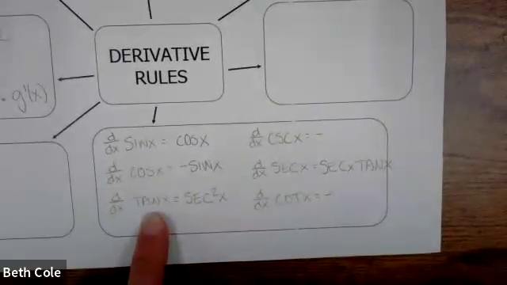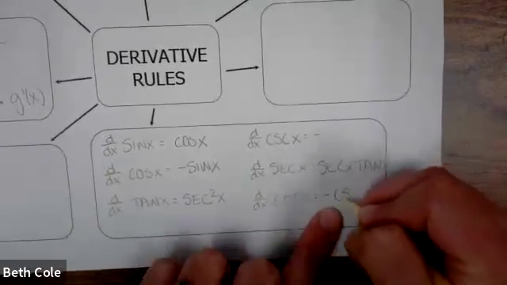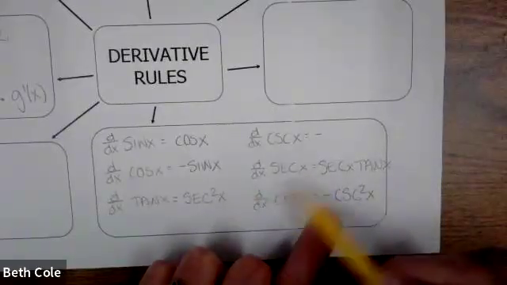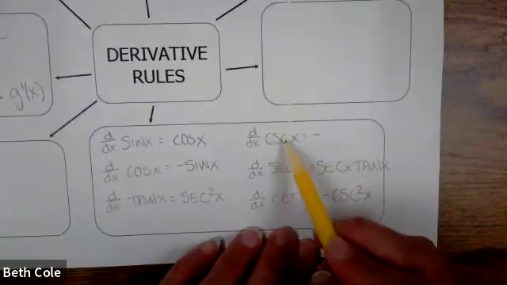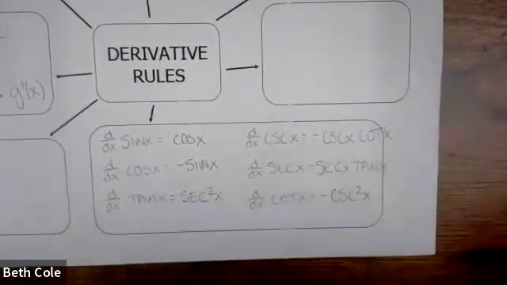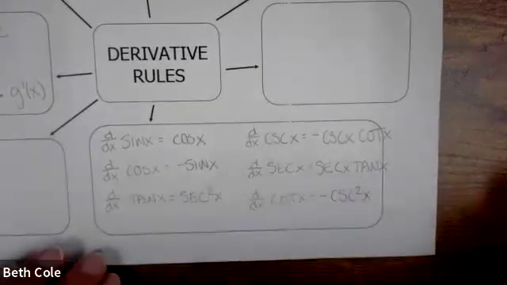So do you see how tangent is secant squared? Cotangent is negative cosecant squared. They have the same relationship that these two have. So how secant is secant tangent, cosecant is negative cosecant cotangent. So if you can remember, the cos have the same relationship as those ones, except they're negative. Okay? Do you see what I'm saying?